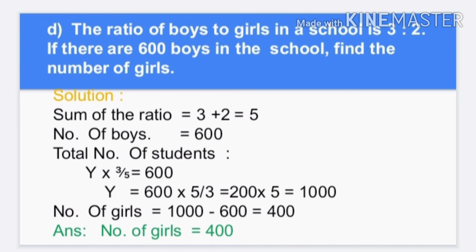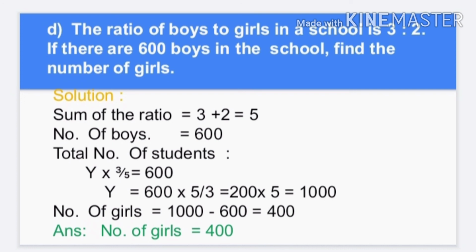The ratio of boys to girls in a school is 3 is to 2. If there are 600 boys in the school, find the number of girls. Given ratio of boys to girls is 3 is to 2. Number of boys is equal to 600. To find the number of girls, sum of the ratio equal to 3 plus 2 equal to 5.